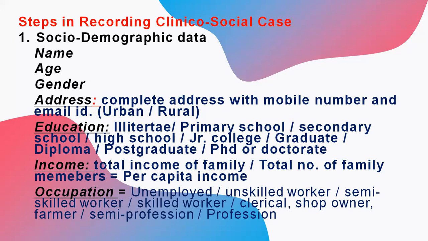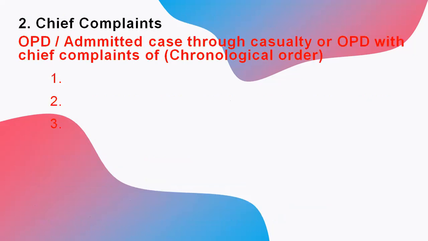These are all given in the textbook of community medicine. Likewise, you have to record; you should not record in a haphazard manner. Particular terminologies are given for occupations like unemployed, unskilled, semi-skilled, skilled. All these definitions are given in the textbook. You need to refer to them and categorize patients according to their occupation.